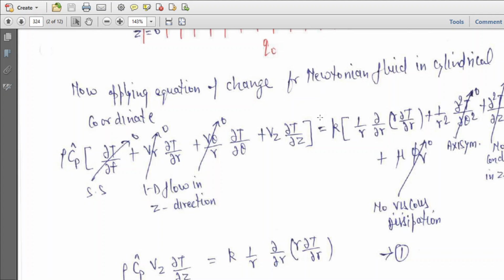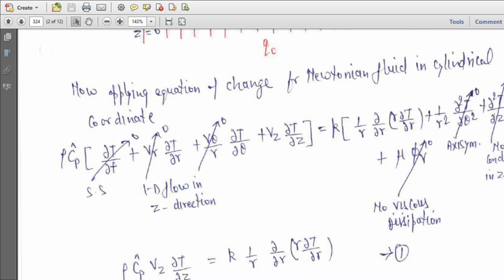Now we will put the limitations or boundary conditions or constraints we have. First we want to solve it for steady state operation, so this time derivative would be 0. Only flow in axial direction, purely axial here, so the radial velocity and theta velocity components are 0. So Vr and V theta are 0. Now we are considering axisymmetric, so nothing should change with respect to theta, so this term is also 0.